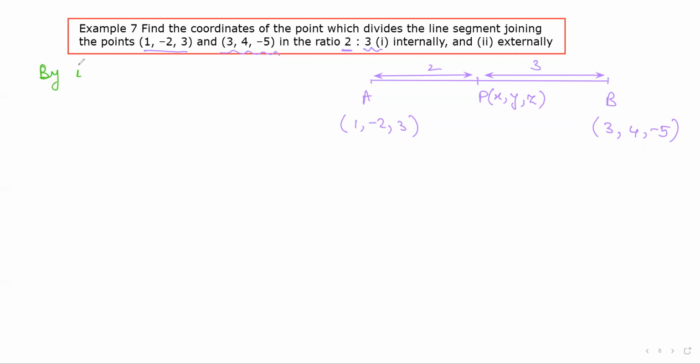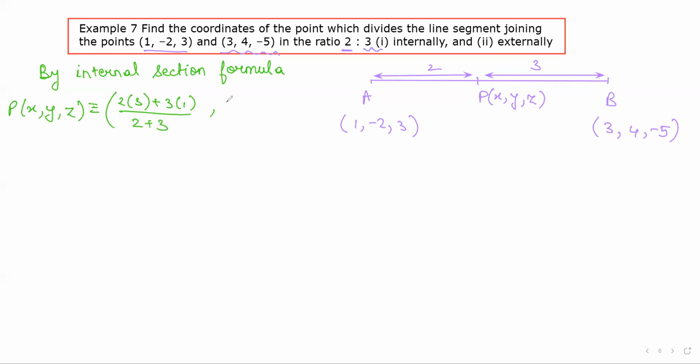By the internal section formula, we have point P, x comma y comma z, equivalent to 2 into 3 plus 3 into 1 upon 2 plus 3. The y coordinate would be 2 into 4 plus 3 into minus 2 upon 2 plus 3, and the z coordinate will be 2 into minus 5 plus 3 into 3 upon 2 plus 3.